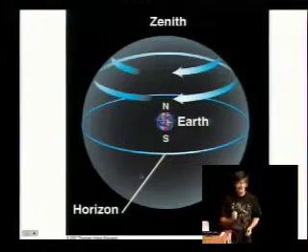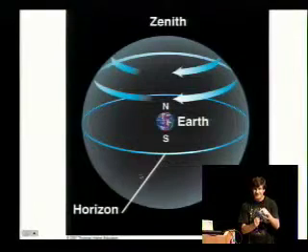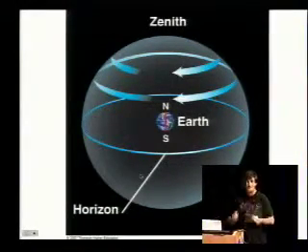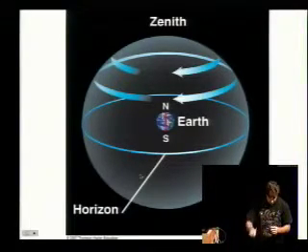Okay. Suppose we're standing on the North Pole of the Earth. What would the stars do as viewed by us? So now my little guy is standing right here at the pole. So he's just sort of turning around like this.